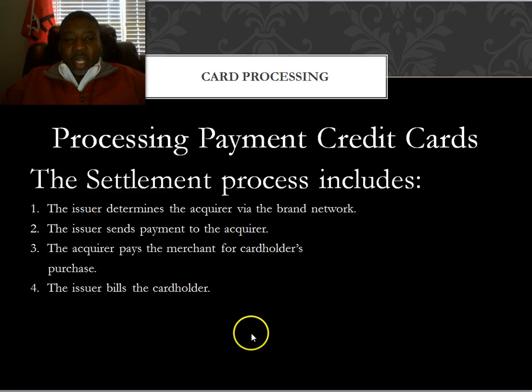Very important. Now the settlement process, in that clearing process, takes 1 to 2 days, usually 1. The issuer determines the acquirer via the brand network. Again, same thing. The issuer now sends the payment to the acquirer, like I said, like a merchant services. Then the merchant services or the acquirer pays the merchant for the cardholder purchase. The issuer bills the cardholder.